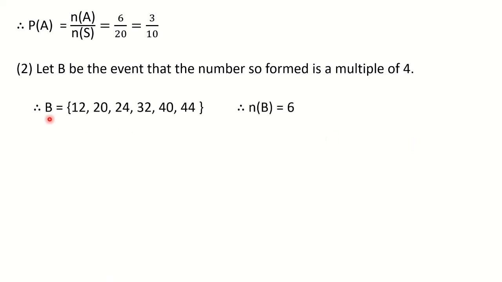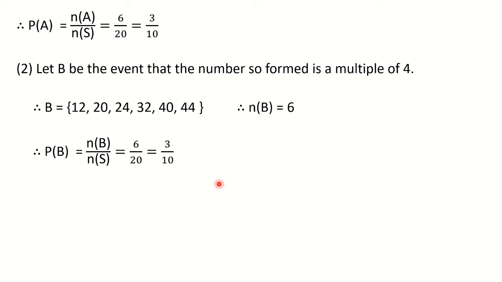So write down all those numbers as set B, event B. It contains the numbers 12, 20, 24, 32, 40 and 44, and there are 6 numbers, so N of B is equal to 6. From that we can write down P of B. That means P of B is equal to N of B upon N of S, 6 upon 20, that is 3 upon 10. You can see both the places the answer is same. So the probability of the event that the number formed is a multiple of 4 is 3 upon 10.